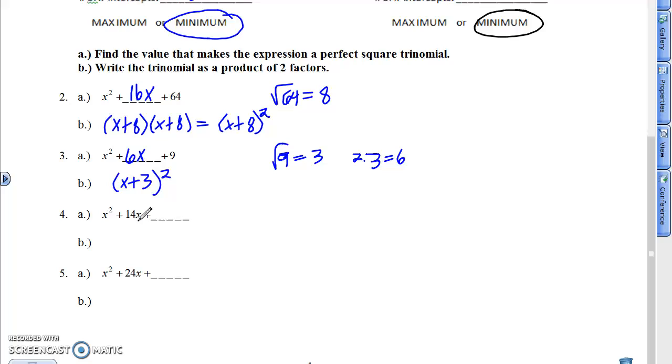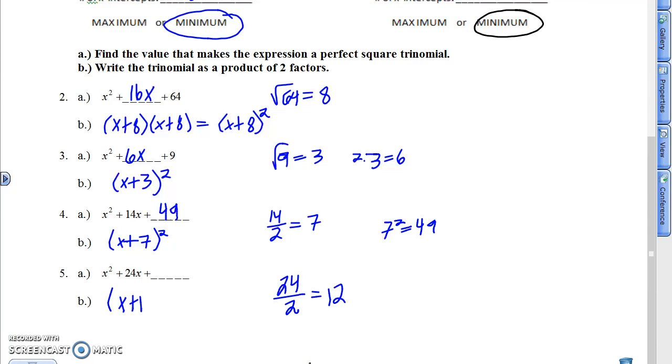4 and 5 switch. They start giving me that b term, that middle term. So I'm going to take half of that. Half of 14 is 7. So this would be x plus 7 quantity squared. 7 squared is 49, so that would be my c constant. In number 5, half of 24 is 12. So that is x plus 12 squared. 12 squared is 144, and that would be my c.